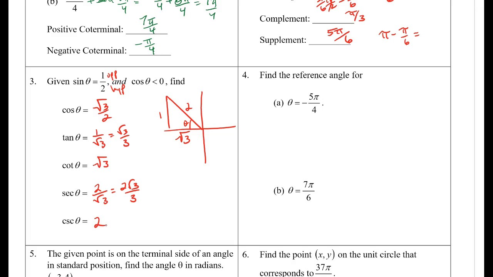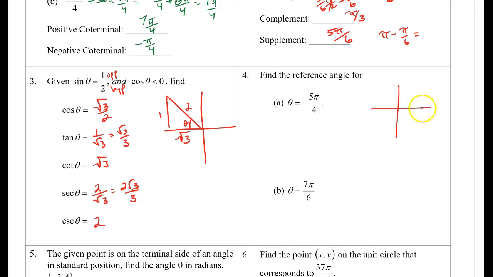Number 4, find the reference angle. Remember, the reference angle is the quickest way back to the x-axis, always the quickest way back to the x-axis. It's going to be some value between 0 and pi halves, or 0 and 90 degrees. So if we think about where negative 5 pi fourths is, we know that all the pi fourths are the 45s.